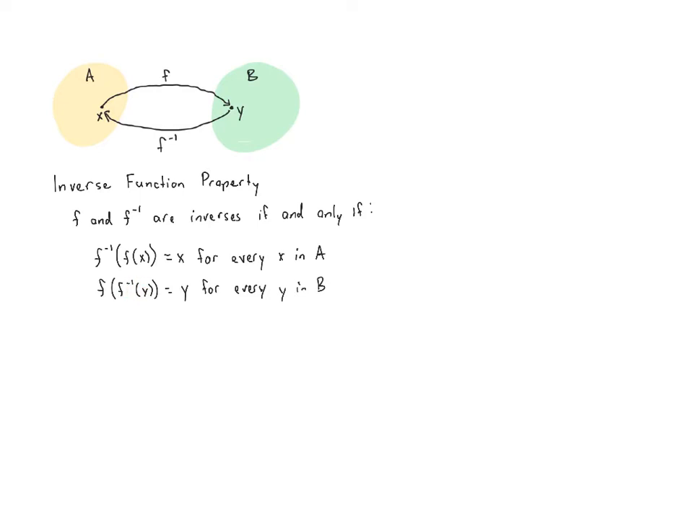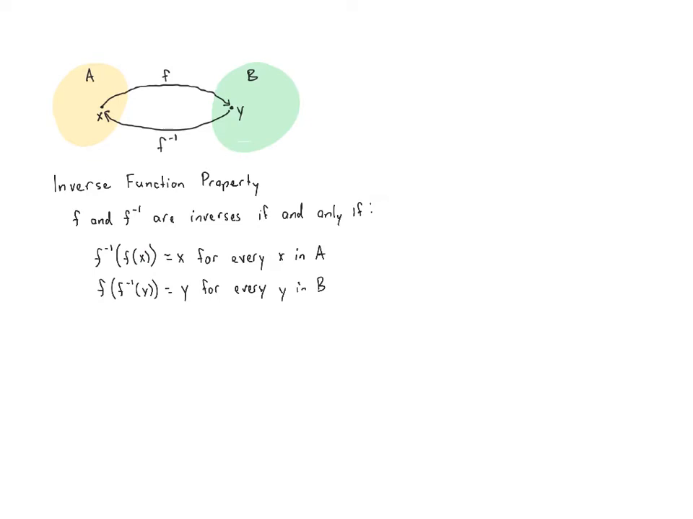So what this is saying is, let's look at the first part, f inverse of f of x. Well, f of x takes x to y, and then f inverse takes y back to x. So if we start with x and we apply f and then f inverse, we get sent here and then we get sent back to x. So we should be able to apply the composition of functions f inverse of f to x and end up with x right back where we started.